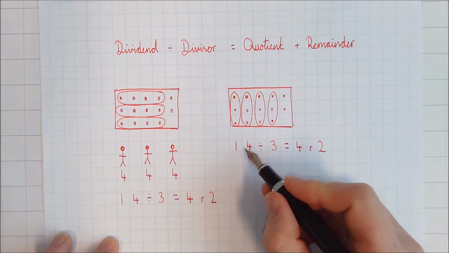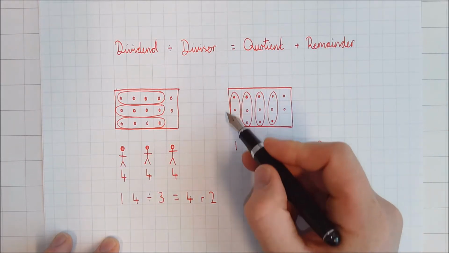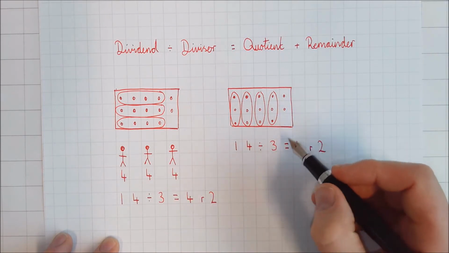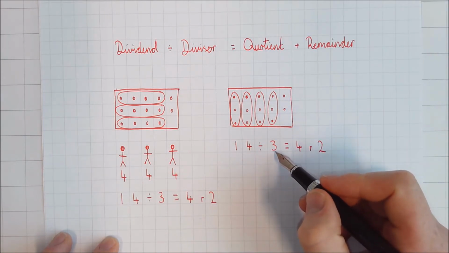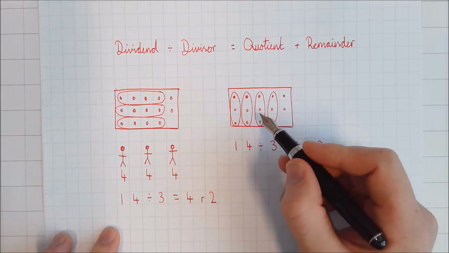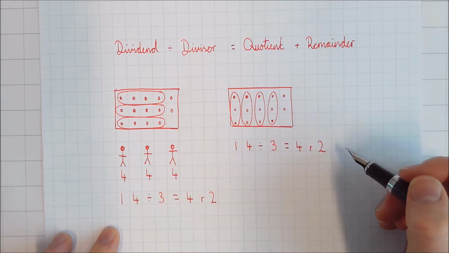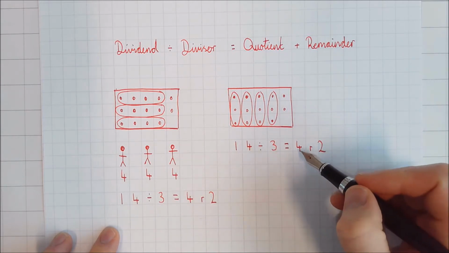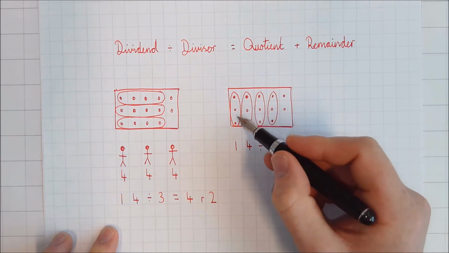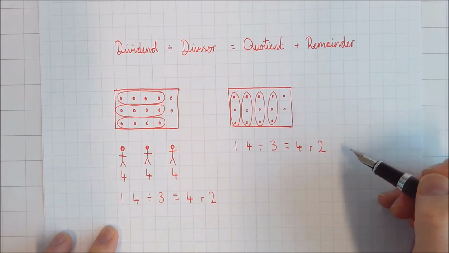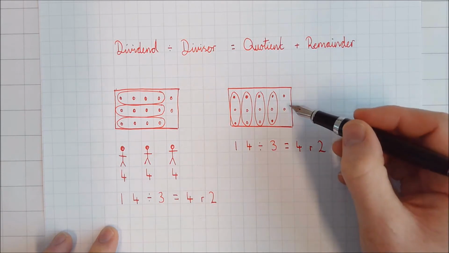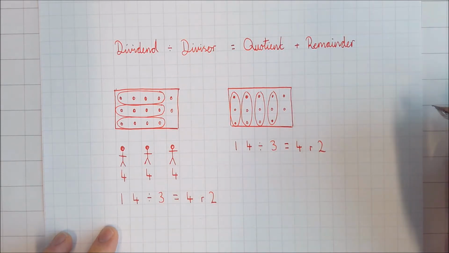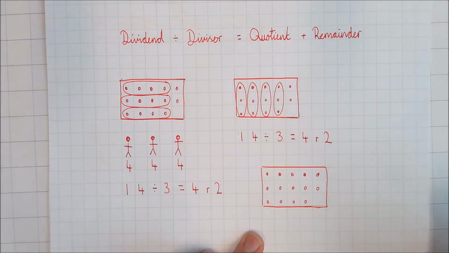So, the 14 in this case still represents the number of chocolates. But what does the 3 represent this time? Now the 3 represents the number in each group. What does the 4 represent? It represents the number of equal groups. And the 2 is still our remainder, the number that were left over.